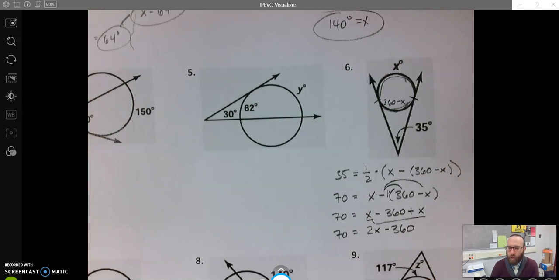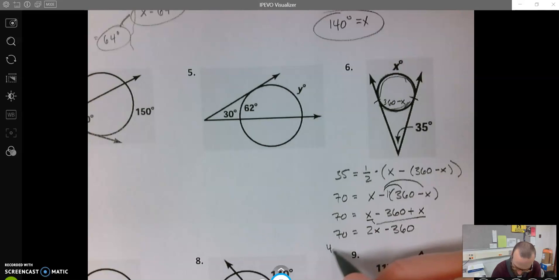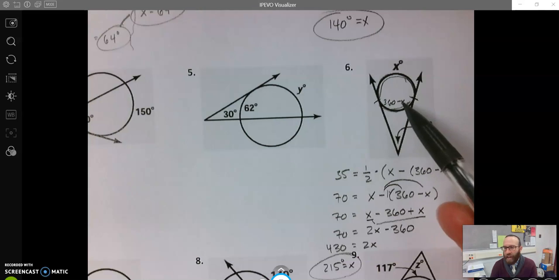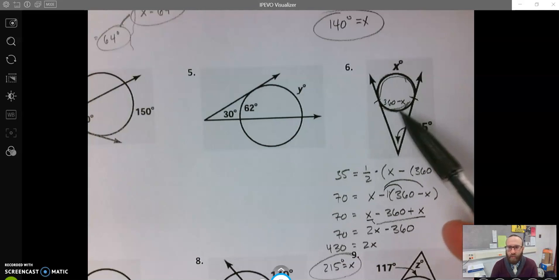Well, it was all algebra before that, but it's still just algebra. 70 plus 360 is going to be 430 equals 2x. Okay. And I know I'm running out of space a little bit, but dividing that by 2 gets me 215 degrees equals x. If I wanted to find that smaller arc, then I would just do 360 minus 215, which is going to be 145. I don't need to do that, but if it helps me check to make sure things make sense.